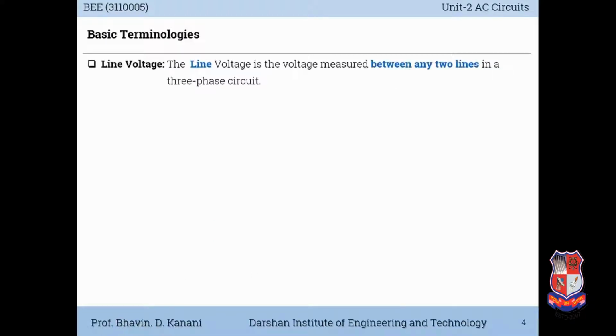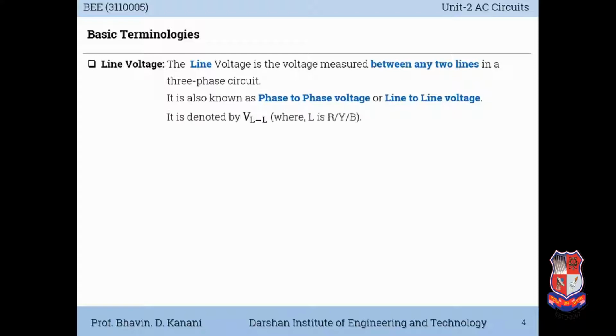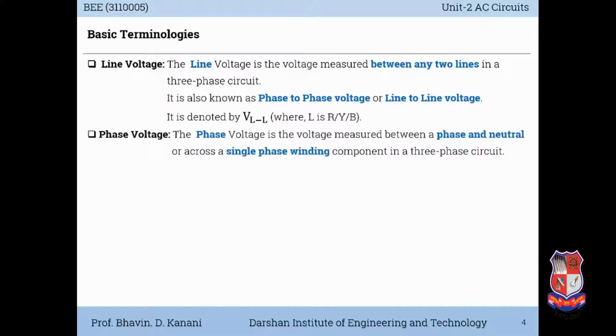First is line voltage. The line voltage is the voltage measured between any two lines in a 3-phase circuit. It is also known as phase-to-phase voltage or line-to-line voltage. It is denoted by VLL, where L is either R, Y or B.